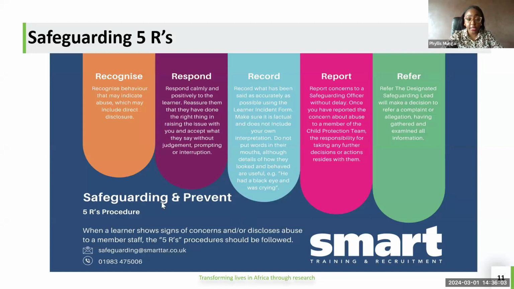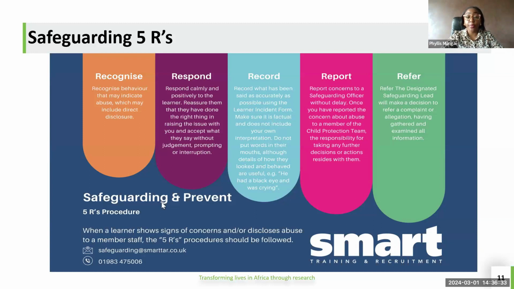Thirdly, there's recording, and it is important to record what has been said as accurately as possible. For most organizations, they have an incident form, reporting form, and it's good to put in what you've gotten from the victim, the survivor, or the person who's reporting to you, whatever safeguarding issue this is.